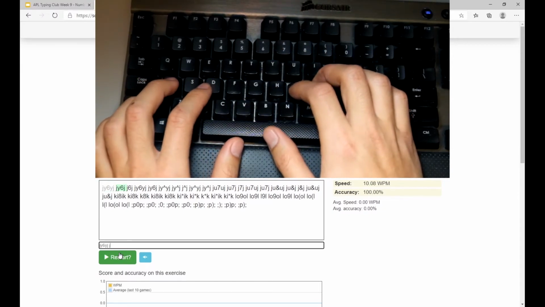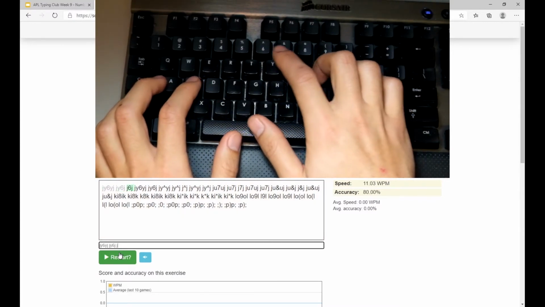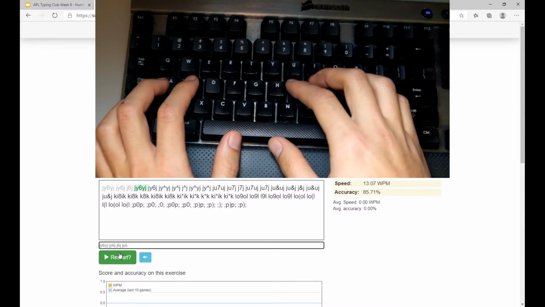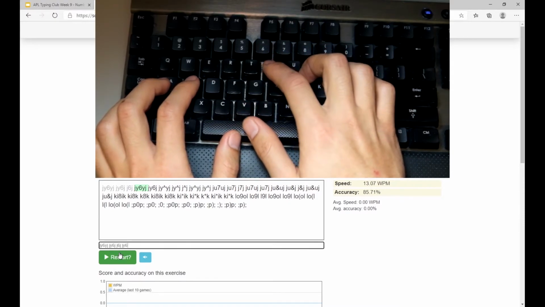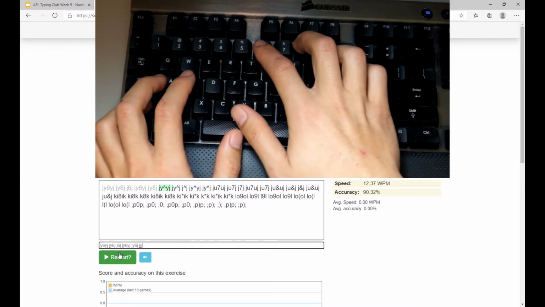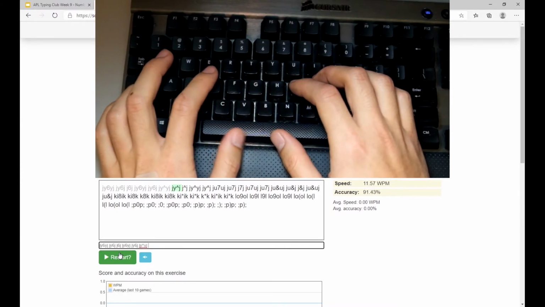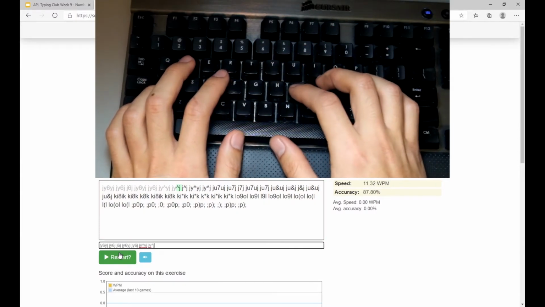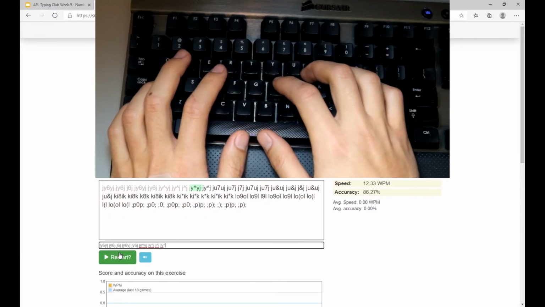So practice that. J, Y, 6, J. And you'll notice that this is a pretty far reach from J to Y just because of the way the keyboard is slanted. J, Y, 6, J, Y. And then we press the caret key with the shift key. We press it with our left pinky. J, Y, caret, J, Y, caret.